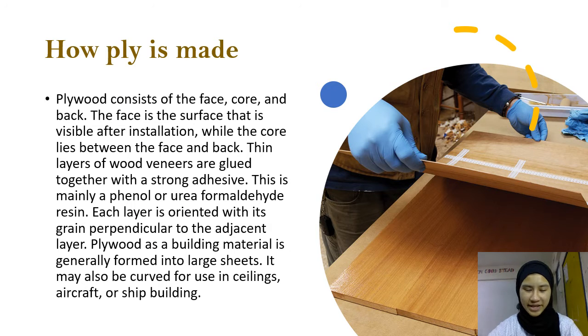How plywood is made. Plywood consists of the face, core, and back. The face is the surface that is visible after installation, while the core lies between the face and back. Thin layers of wood veneer are glued together with a strong adhesive. This is mainly a phenol or urea formaldehyde resin. Each layer is oriented with its grain perpendicular to the adjacent layer. Plywood as a building material is generally formed into large sheets. It may also be curved for use in sealing aircraft or shipbuilding.